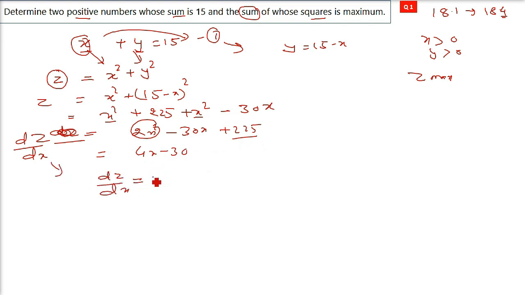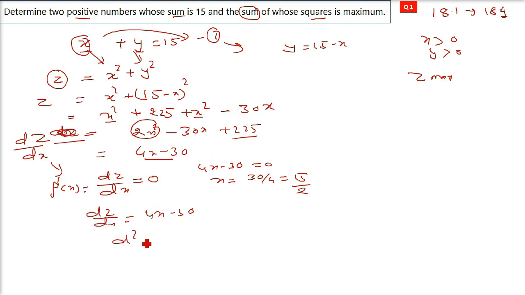In order to get the maximum and minimum, we have to equate it to 0. That means 4x minus 30 has to be 0. X will be 30 by 4. And 30 by 4, if you divide both numerator and denominator by 2, will be 15 by 2. It's just the half of 15. So what will be y? It will be again 15 by 2, because 15 by 2 plus 15 by 2 will make 15.